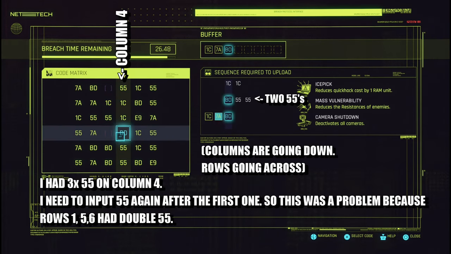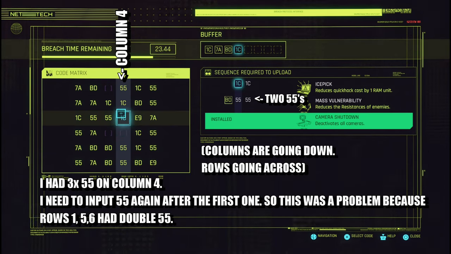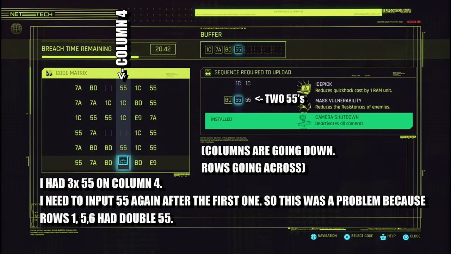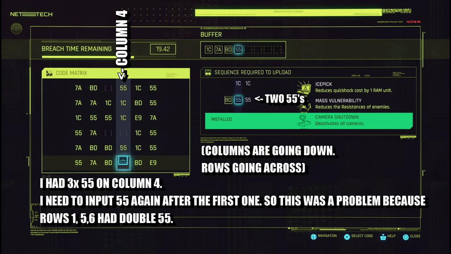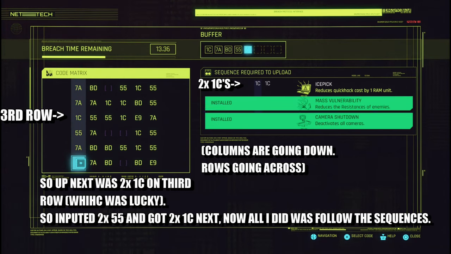So I've imported the codes. Now what I need to do is find a 55, because I've already imported the BD. There's only two 55s, and one of them only had the extra 50. Actually, there were three 55s, so I went for the bottom one. Luckily, this was the correct one. Then I need to find another 55, so that's the second daemon uploaded.